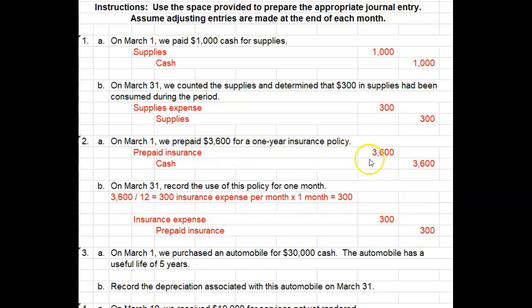We no longer have $3,600 of prepaid insurance. That was for 12 months prepaid. By the end of March, we only have 11 months prepaid. So we have to reduce the asset, $3,600, by 1 month's worth of insurance.